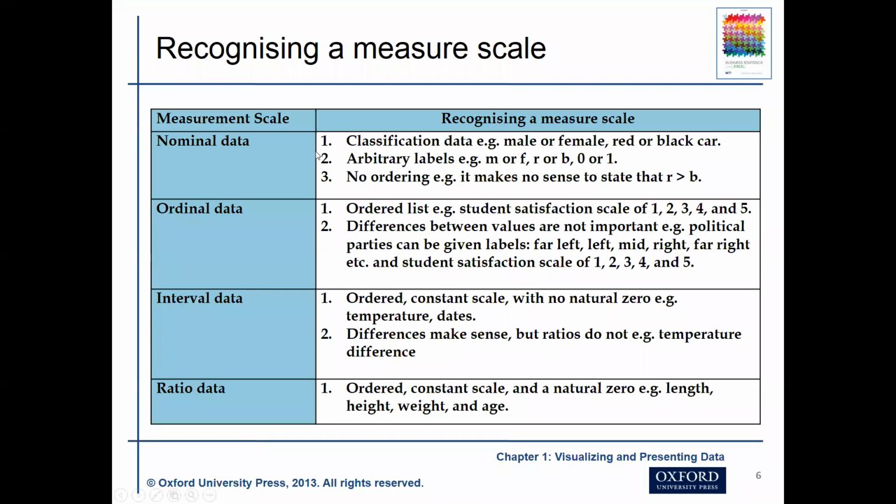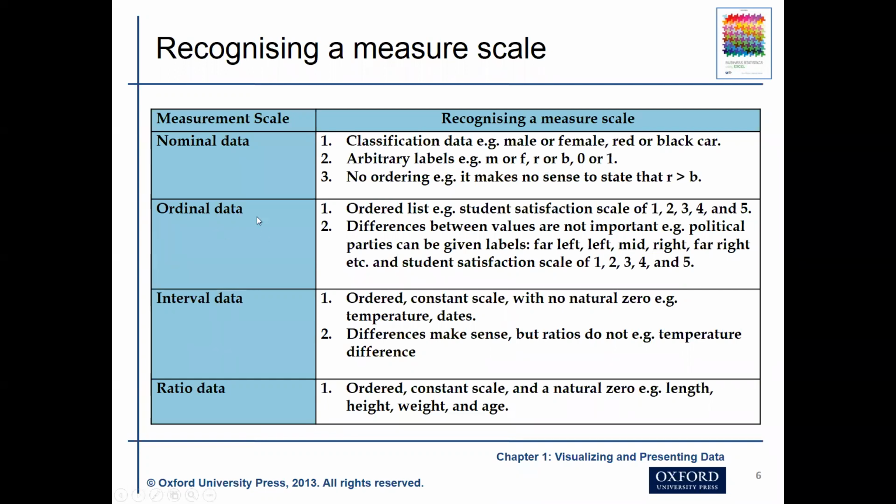This is the same thing I explained. Nominal data. What is the nominal data? Classification data, male or female, red or black. So there is no order here. Then we can label them as 1 or 2, or 0 or 1, like that. So no ordering. Mainly in the nominal, there won't be any order. It makes no sense to state that R is greater than B, or that male is more than female. There won't be any order and no relationship between these two.